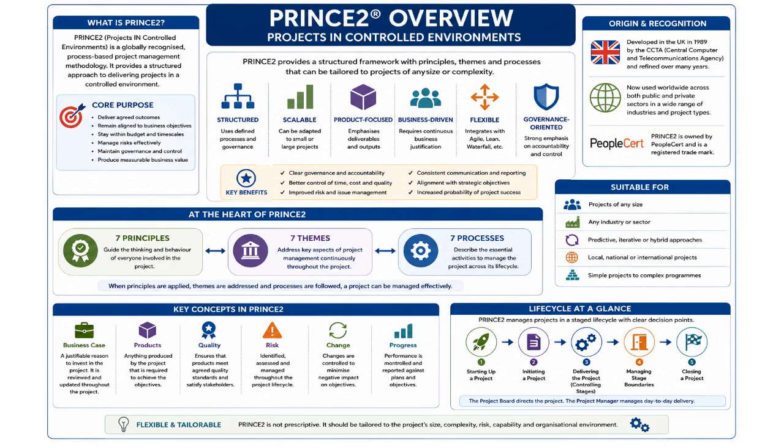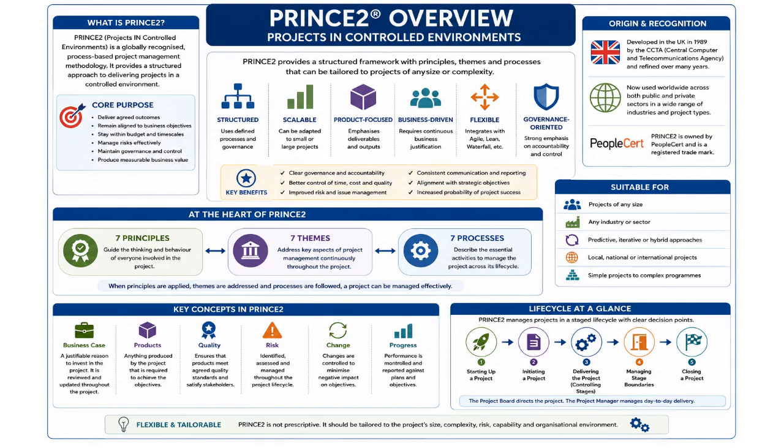PRINCE2 is also highly flexible, allowing integration with Agile, Lean, Scrum, Waterfall, and hybrid delivery methods. Finally, it is strongly governance-oriented, ensuring accountability, oversight, escalation routes, and decision-making structures are clearly defined. The slide also highlights the key benefits of PRINCE2, including stronger governance, improved communication, better risk and issue management, enhanced control over time, cost, and quality, and ultimately a greater probability of project success.